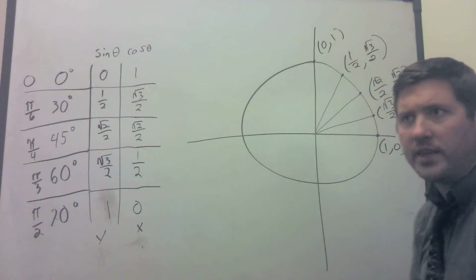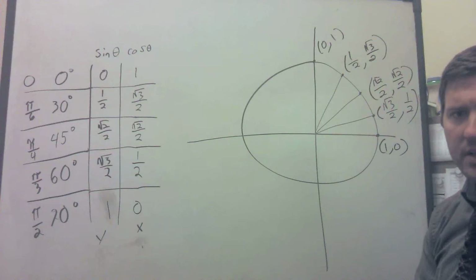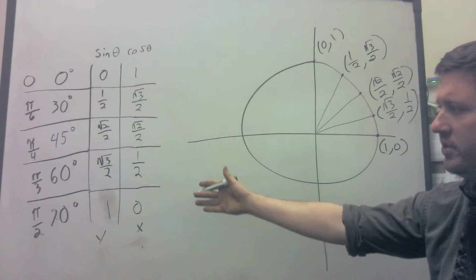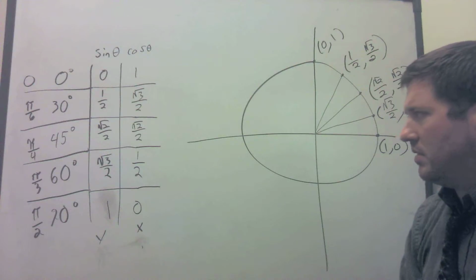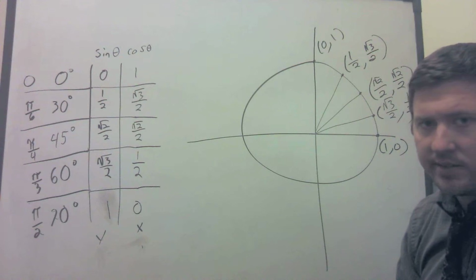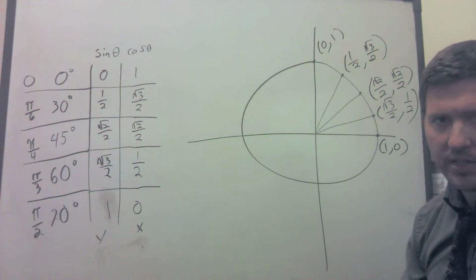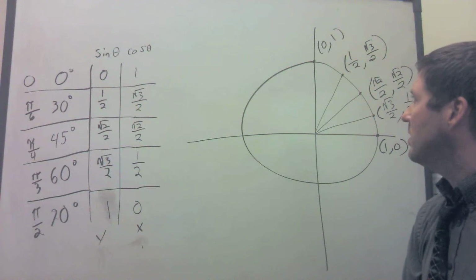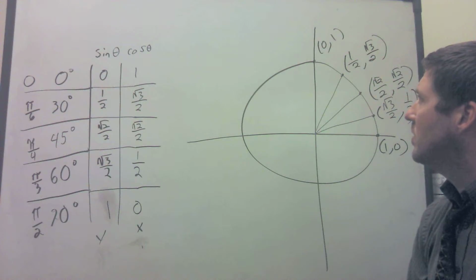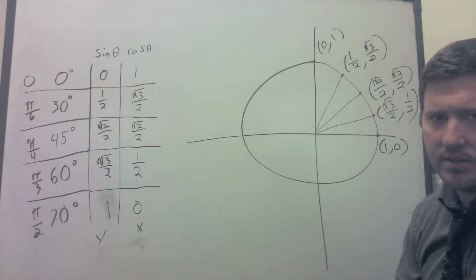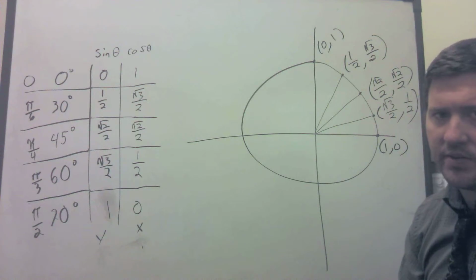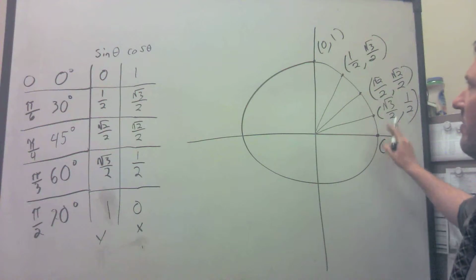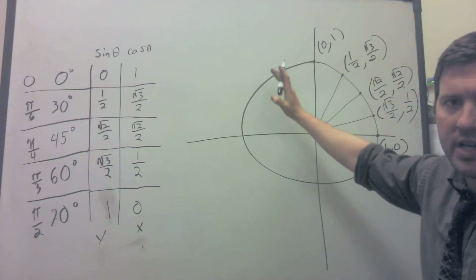Once we've got those completed, and I used my table values because I know how to construct that very easily, there are all kinds of mnemonics out there. If you Google how to construct the unit circle, you'll find 1,000 videos at least of how to do this. Lots of different techniques. But once you have these points, you can find all the other angles.